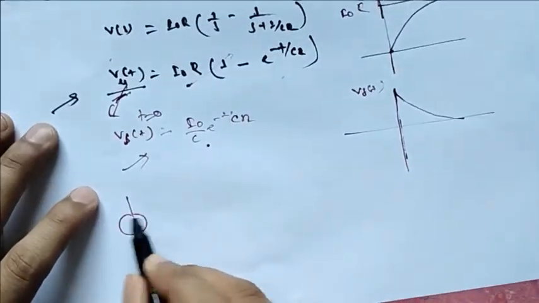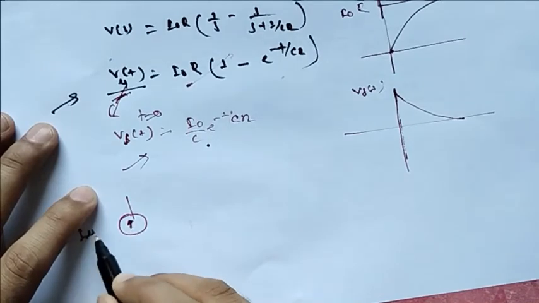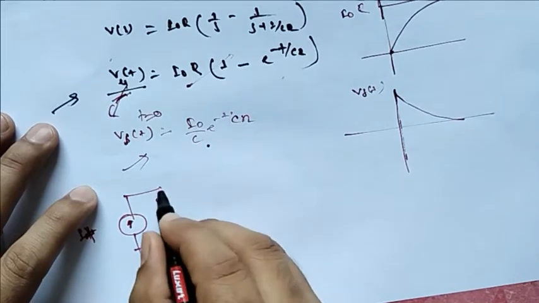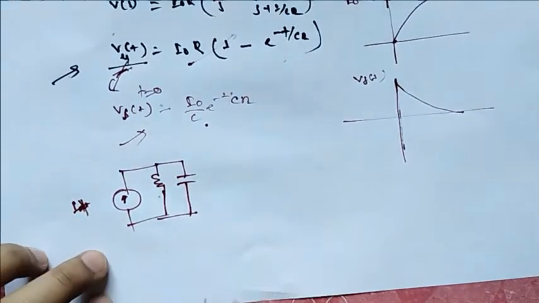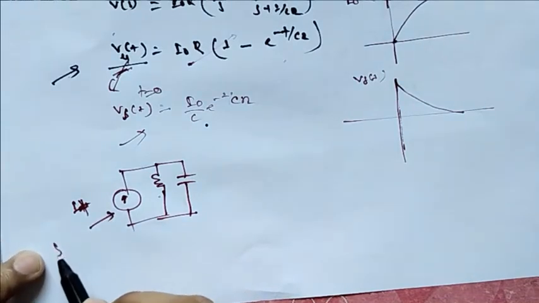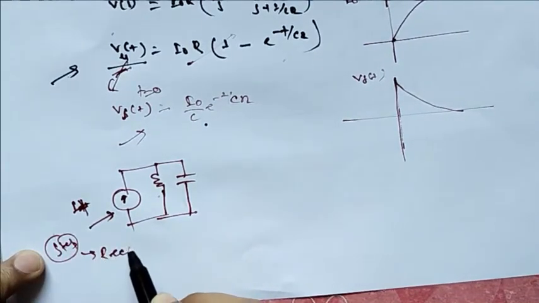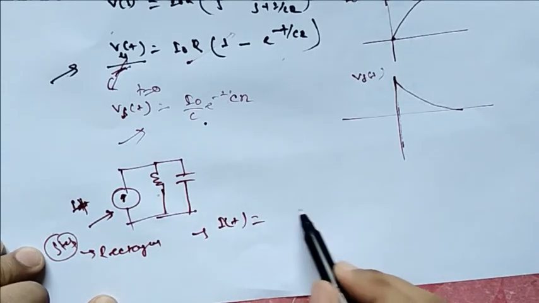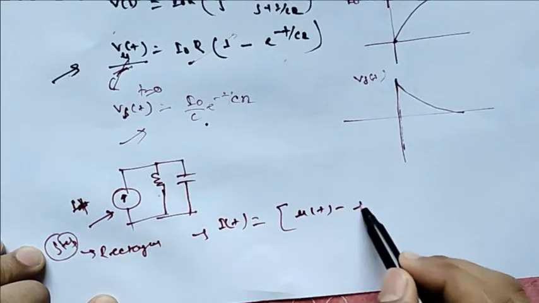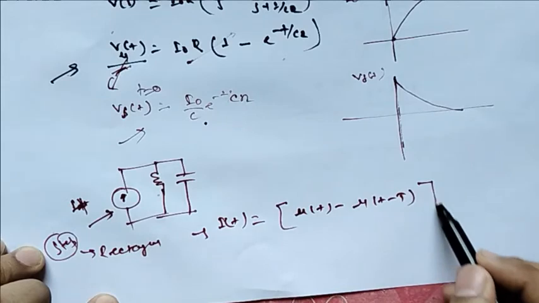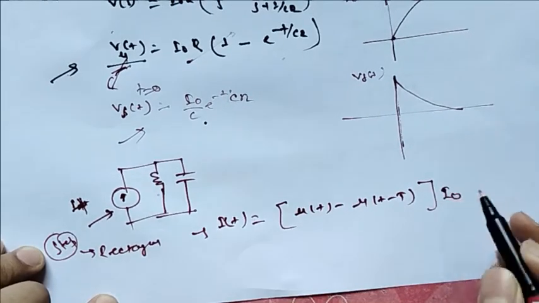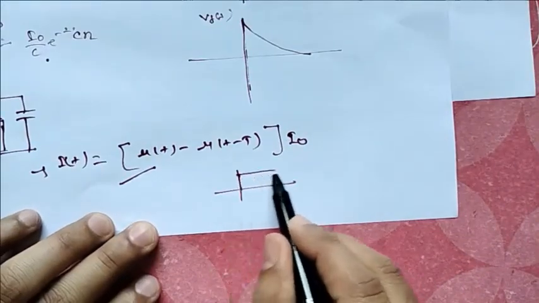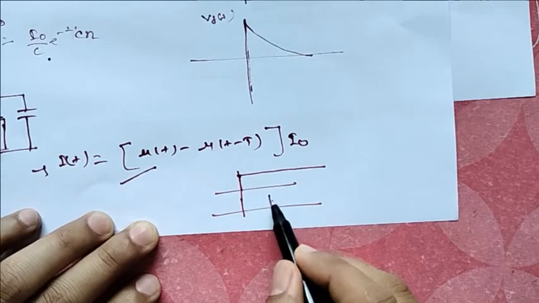In place of I of t, we are going to give a parallel combination of r and c. And in place of a step we are going to give a rectangular function, which means I of t is nothing but u of t minus u of t minus tau. It is a rectangular function. If you take u of t, it is this one, and then u of t minus tau will be this one.